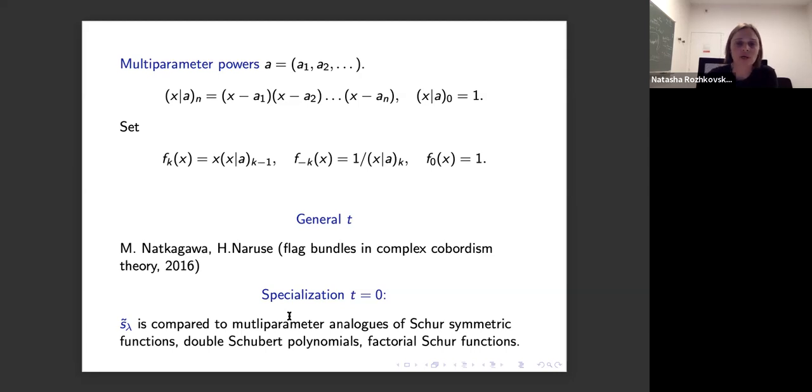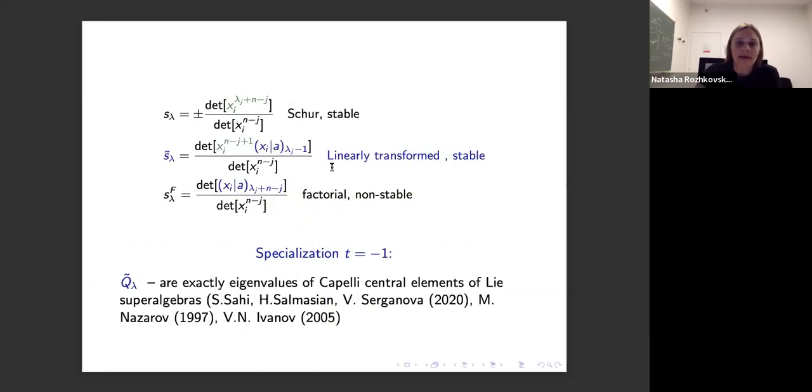So some of them are called double Schubert polynomials, factorial Schur functions, Frobenius Schur functions. And here I would have to state that the resulting linearly transformed symmetric polynomial Schur functions that we got here did not match any examples that I know from the literature. So this is what we get in our construction, which we discussed today.